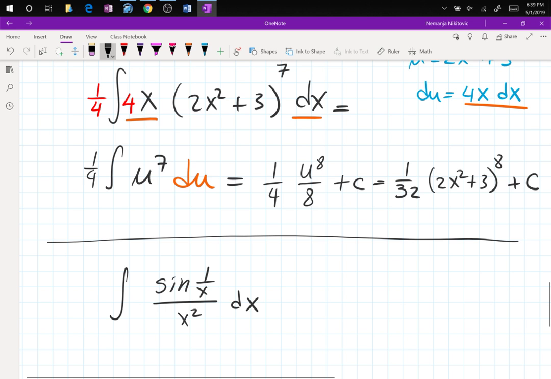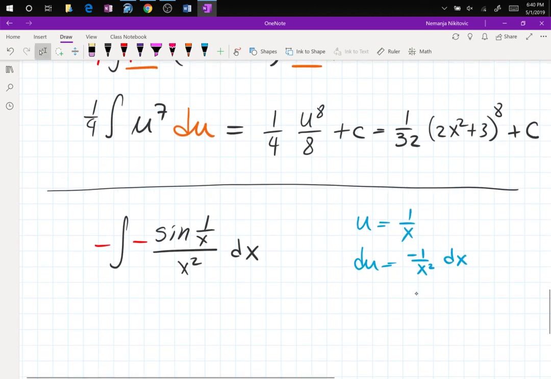What's the derivative of 1 over x? It's the same thing as negative 1 over x squared. Great. Do you have negative 1 over x squared anywhere? You just have 1 over x squared, so just make it negative. There we go. It's negative. So u is 1 over x, and the du is negative 1 over x squared dx. So this whole thing becomes negative integral sine u du.